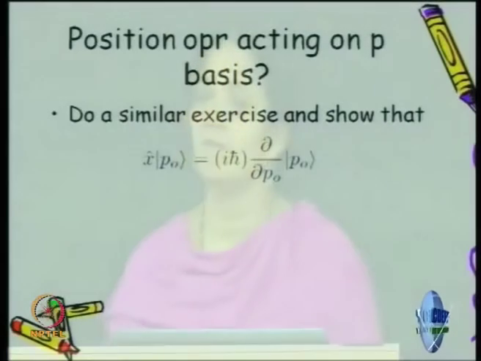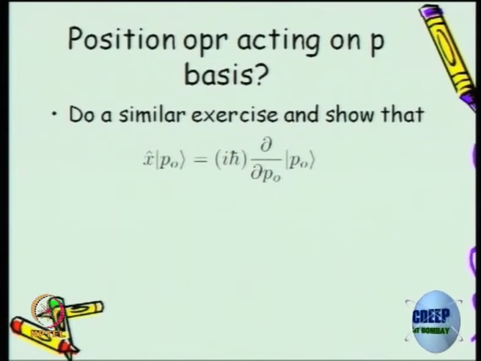You can use the same arguments and do it with p naught and p1 instead of x naught and x1. Redo the same exercise for the matrix element of the position operator in the momentum basis, and show that it will have a plus sign, i h cross. That is also seen because if you do a commutator bracket, there will be a relative sign. And please show that x on p naught is i h cross del by del p naught.